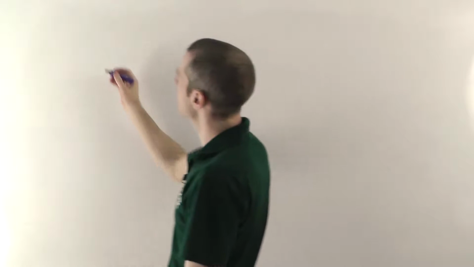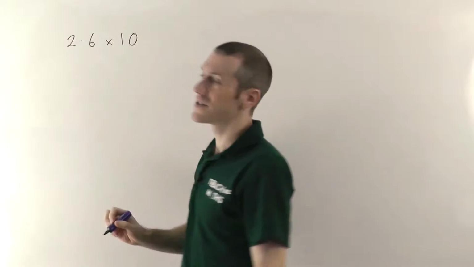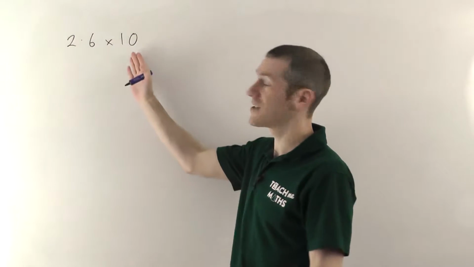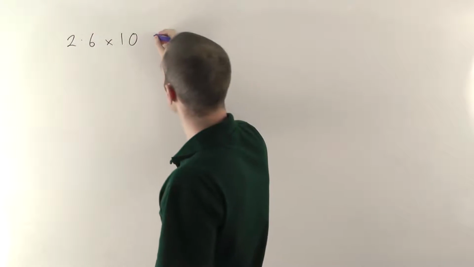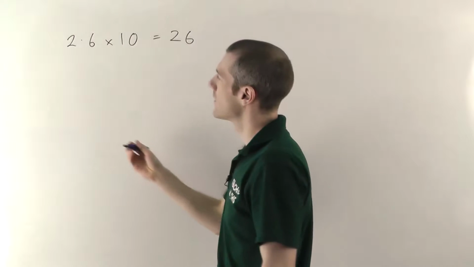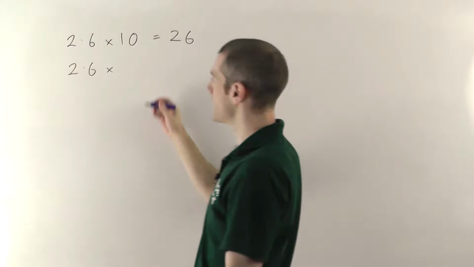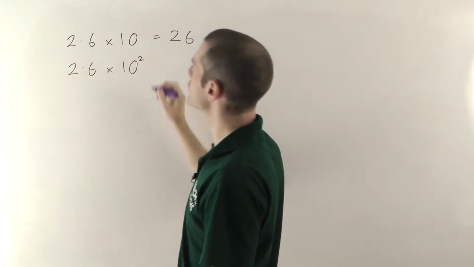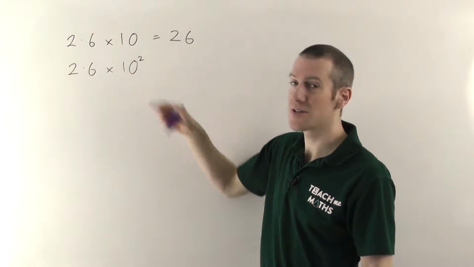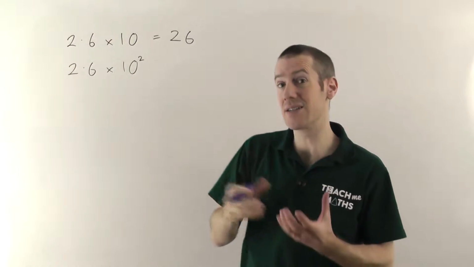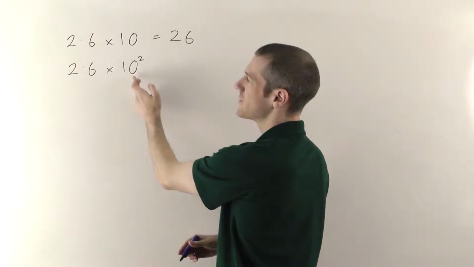So if I start with a number like 2.6 and simply times that by 10, well, if you times any number by 10, you just have to move the decimal point one place, so you're going to get 26. Now if I start with the same number again, 2.6, but this time instead of timesing it by 10, I'm going to times it by 10 squared. Now if you remember from your powers, squaring means you times the number by itself. So 10 squared is 10 times 10, and that would be 100. So what we're really saying here is it's 2.6 times 100.